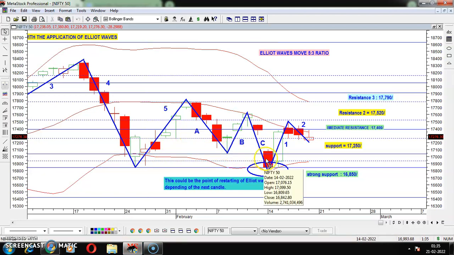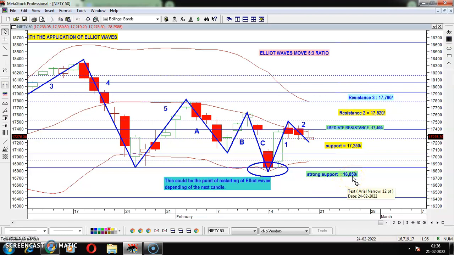I have also explained what conditions are required to move towards the upside. If it moves towards the upside, once again I'm telling you, the immediate resistance would be 17,400. The very next resistance would be 17,520, and the third resistance will be 17,790. I am talking about this week. The support would be 17,250, and strong support would be 16,850.